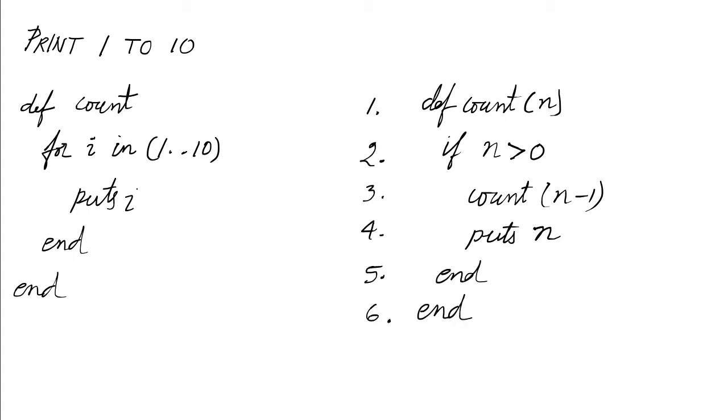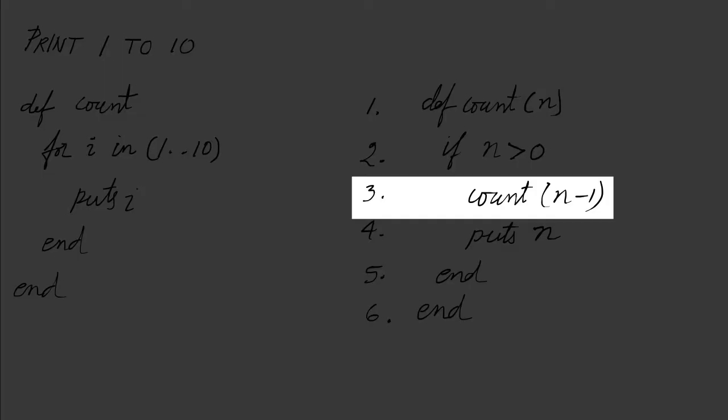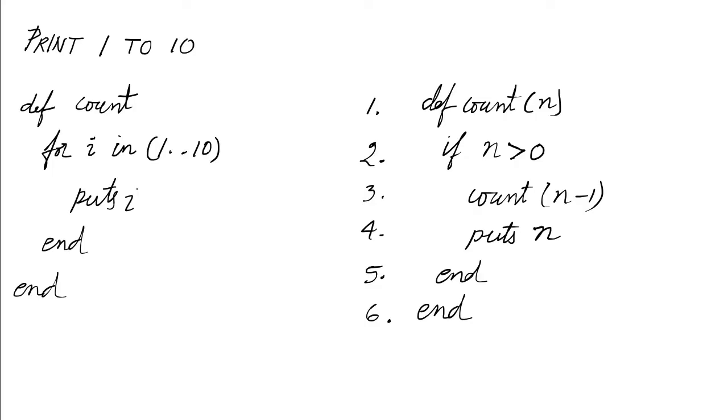There is no base case. There is one recursive call in line 3. We stop recursion when n becomes 0.